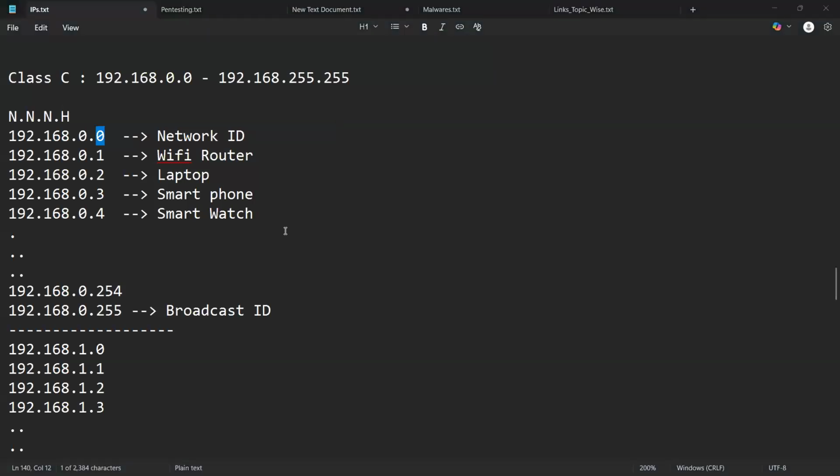Right. So as mentioned, when we talk about class C over here, the first 3 portions are the network portions and the last portion is the host portion. Let's talk about the sequence one more time. If this is the first IP, 192.168.0.0, what would the next IP be? You have 0.1. Next IP, 0.2. Next IP, 0.3. Next IP, 0.4. This goes all the way up to 0.255. After 0.255, what happens? This 255 cycles back to 0, and the next octet increases by 1. So you have 1.0 after that.